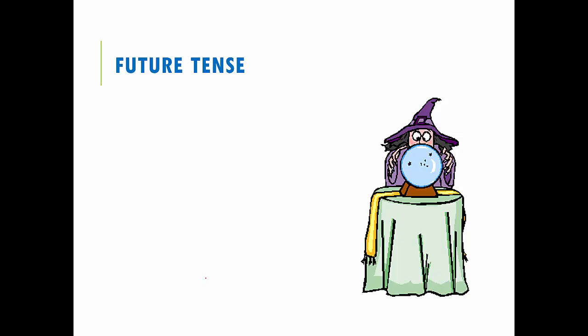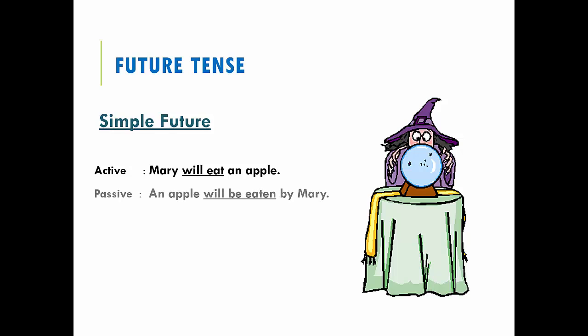When we talk about the future tense, we are only going to look at simple future because the passive voice is not possible with future continuous, and with future perfect, though we do use passive voice, it's not so very commonly used. So look at this sentence here. Mary will eat an apple. This is simple future. In passive voice, the sentence will be an apple will be eaten by Mary. So the rule is, if you have to change from simple future to passive voice, the rule is will be plus V3.